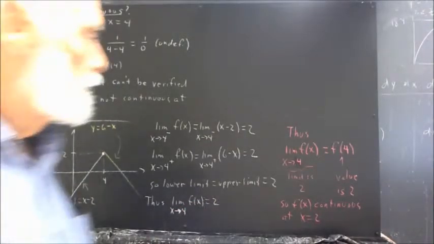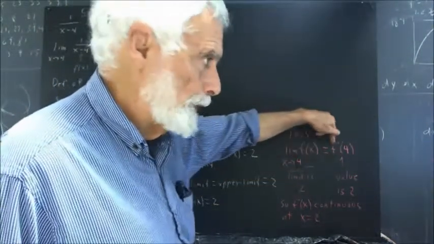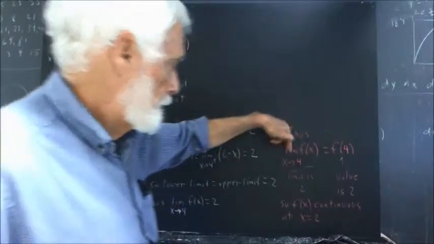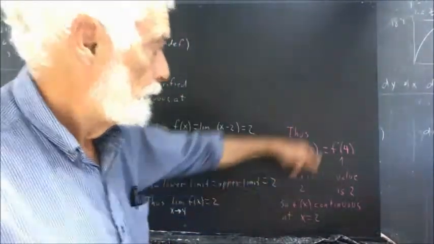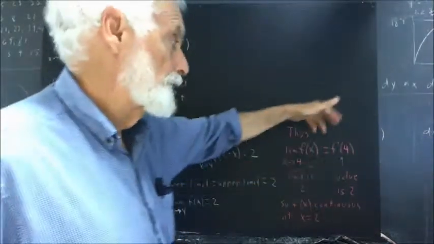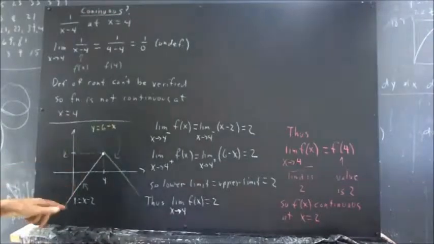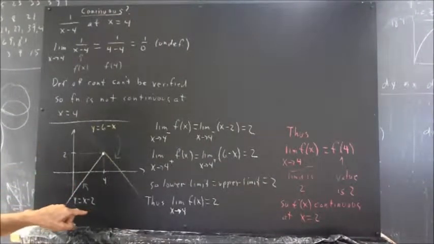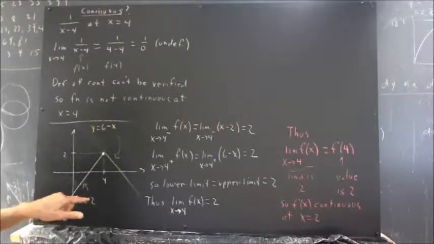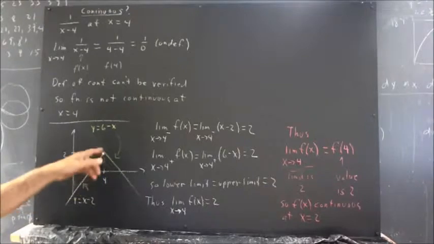So the limit of f of x as x approaches 4 is equal to f of 4, because this limit we've just seen to be 2. And f of 4? Well, let's think that through. If x equals 4, then the function is defined to be equal to x minus 2, since x minus 2 is the expression that applies when x is less than or equal to 4.